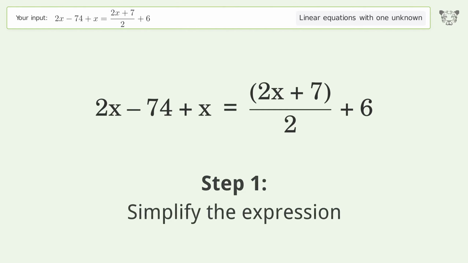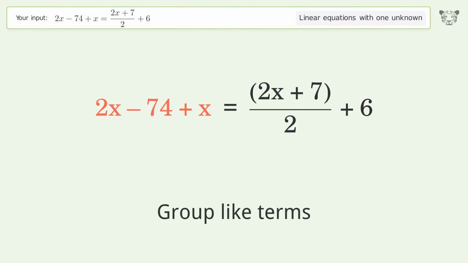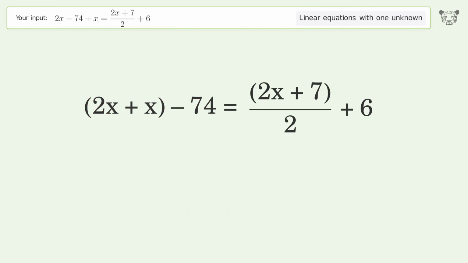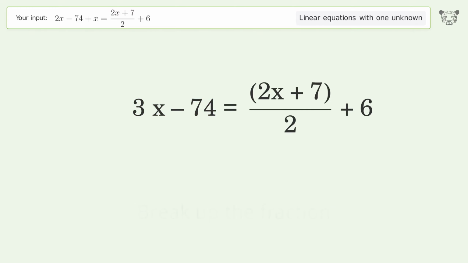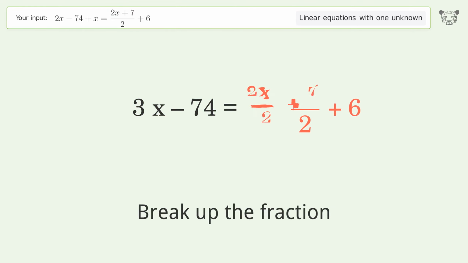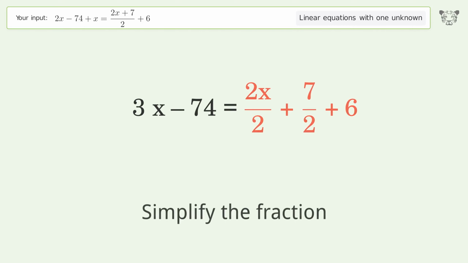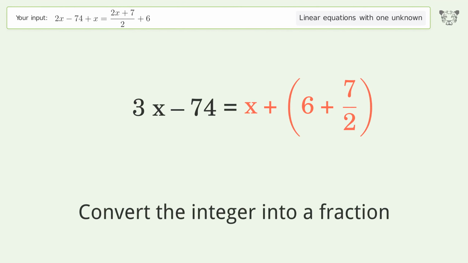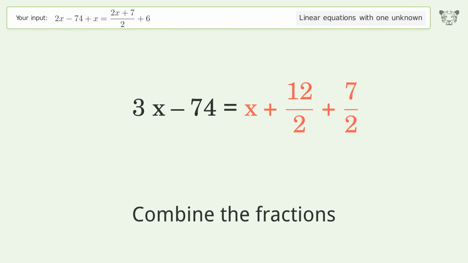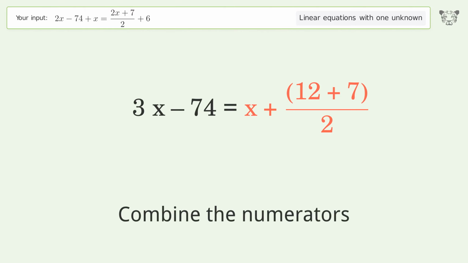Simplify the expression. Group like terms. Simplify the arithmetic. Break up the fraction. Simplify the fraction. Group like terms. Convert the integer into a fraction. Combine the fractions. Combine the numerators.